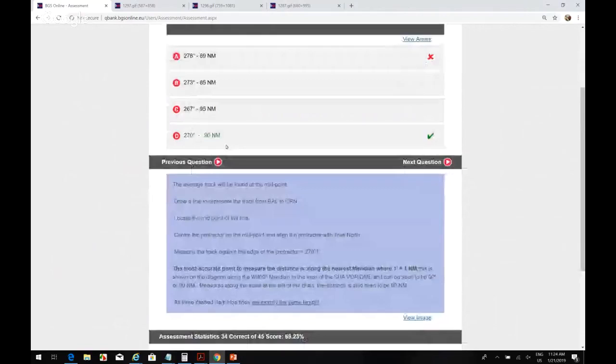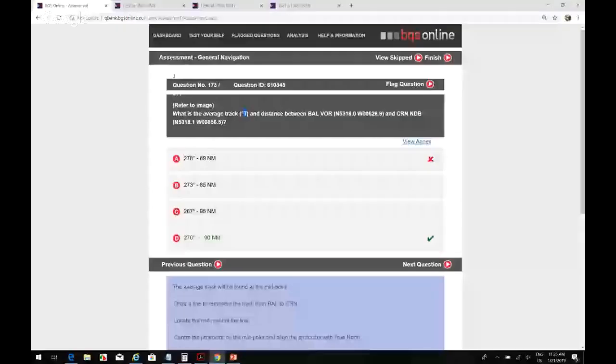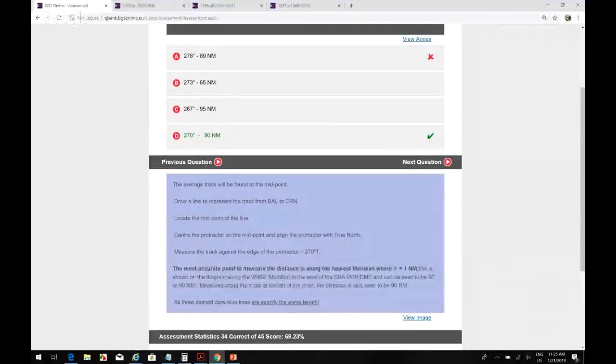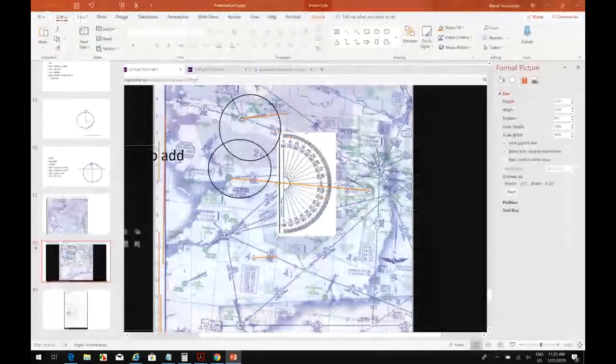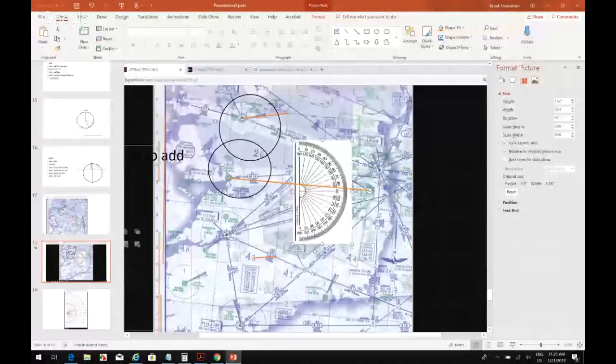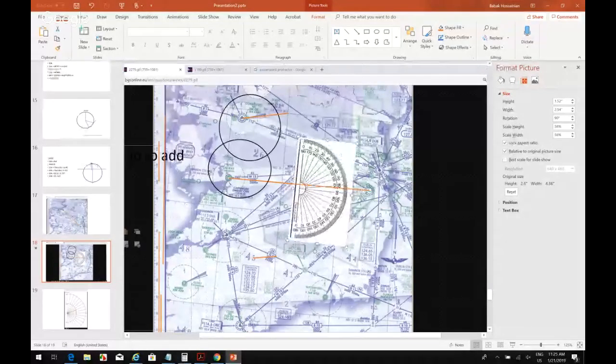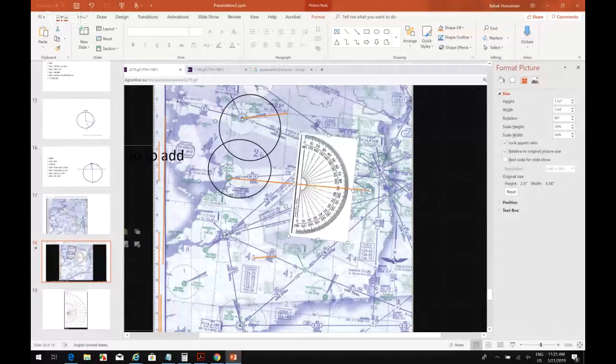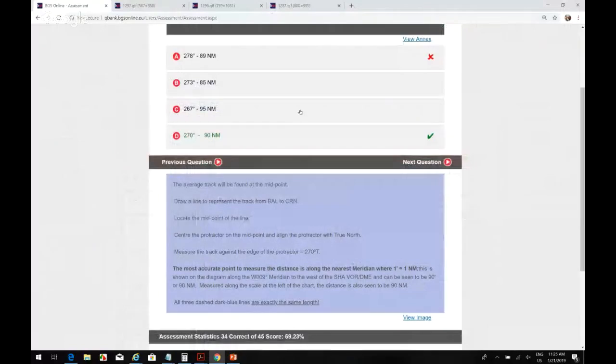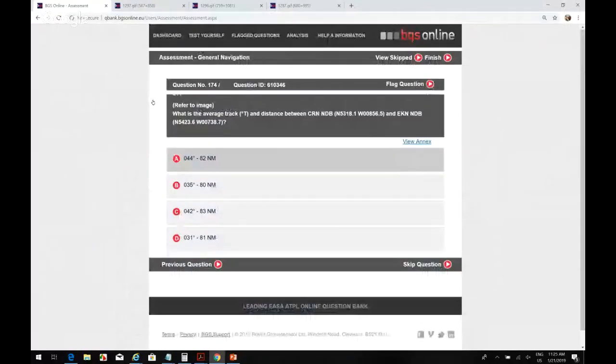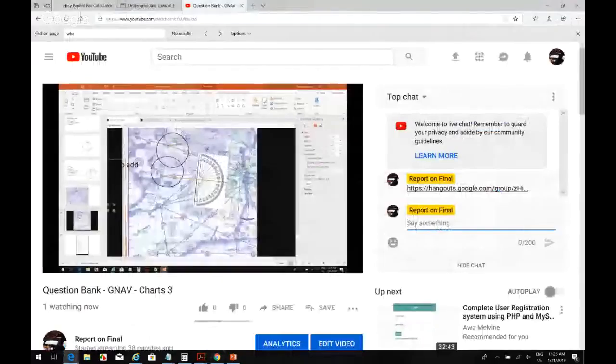The average track, what are they asking for? Oh, they asked for true track. Sorry, I gave the magnetic track. Dumb. Oh, well. Just to check, I should have done this. True track would have been like that. Reciprocal of 090 is 270. All right. Well done, you got me. Lack of concentration. Pedantic questions.